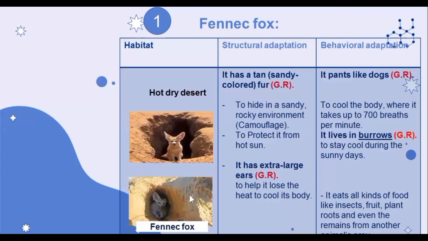يبقى تاني أنا عندي الفينيك فوكس عنده structural adaptation behavioral adaptation. The structural adaptation like it has a tan colored fur to hide in a sandy rocky environment camouflage to protect it from hot sun. عنده extra large ears. It has extra large ears to help it lose the heat to cool its body. طب behavioral adaptation it pants like dogs to cool the body where it takes up to 700 breaths per minute. It lives in barrows to stay cool during the sunny days. It eats all kinds of food like insects, fruits, plant roots, and even the remains from another animal's prey. ده بالنسبة للفينيك فوكس.